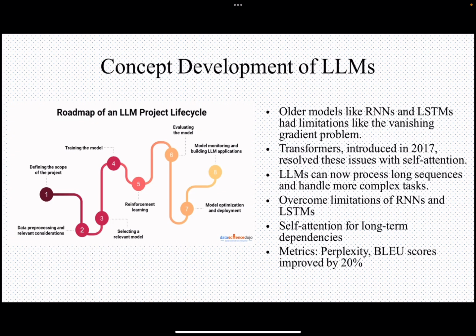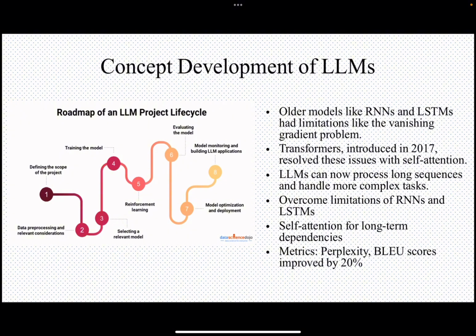Before transformers, models like RNNs and LSTMs faced serious limitations when it came to handling long sequences of text. One of the biggest problems was the vanishing gradient issue, which made it difficult for these models to remember earlier parts of a sequence. This led to poor performance on tasks that required understanding long-range dependencies, such as machine translation or text generation.